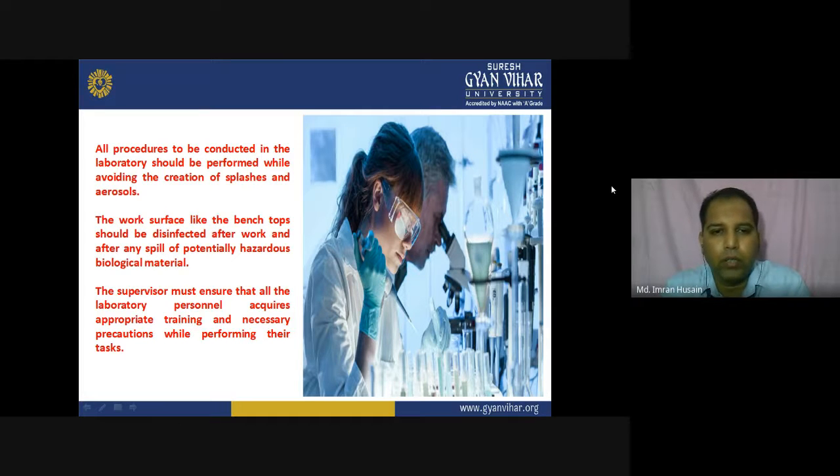The supervisor must ensure that all the laboratory personnel acquire appropriate training and necessary precautions while performing their tasks. So the supervisor must make sure that every individual who is working there should be highly trained and well versed in the protocols that are implemented in that laboratory. Because when you are training someone, you need to be an effective supervisor and an effective trainer, right? When you are work ready, then only you can give demonstration and training to other individuals.